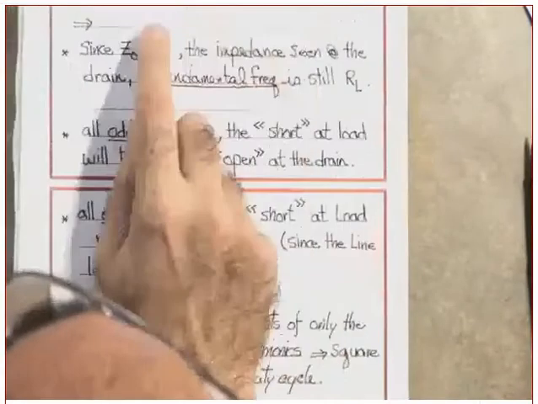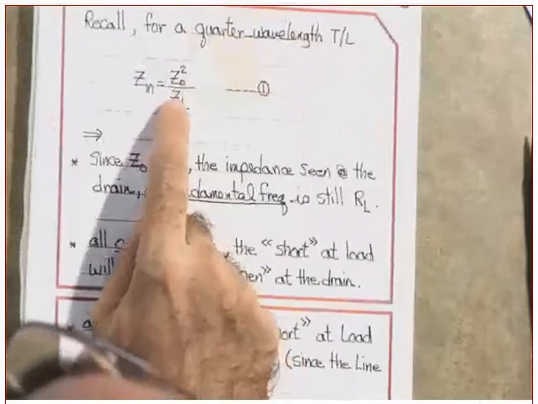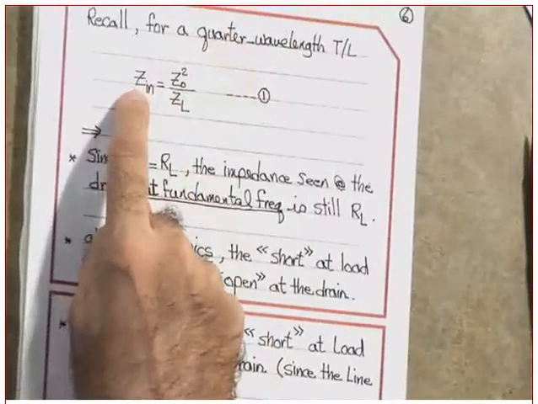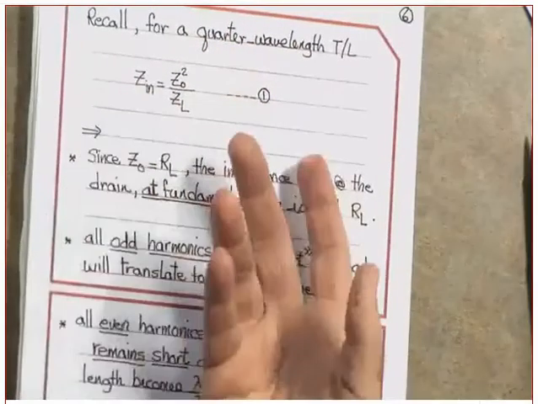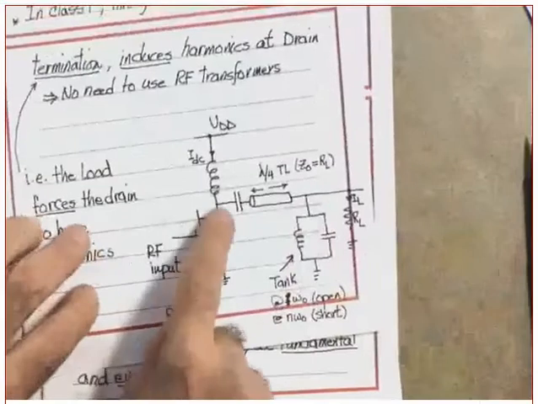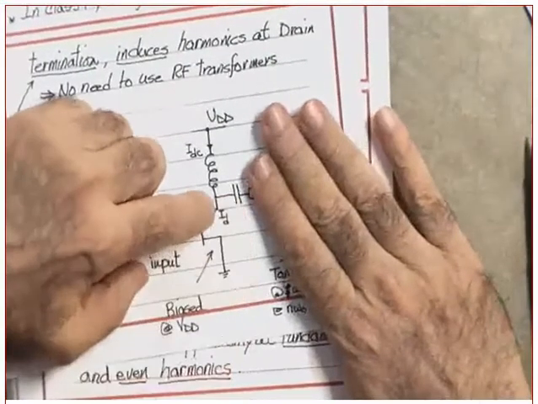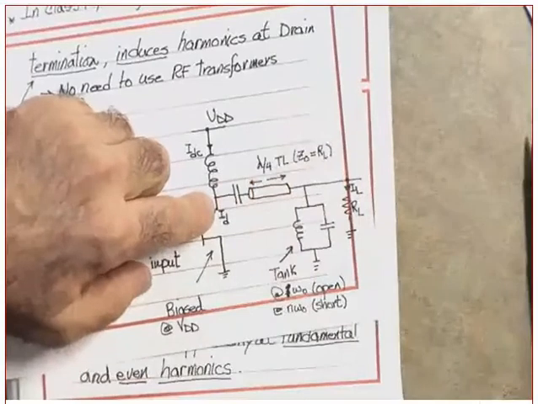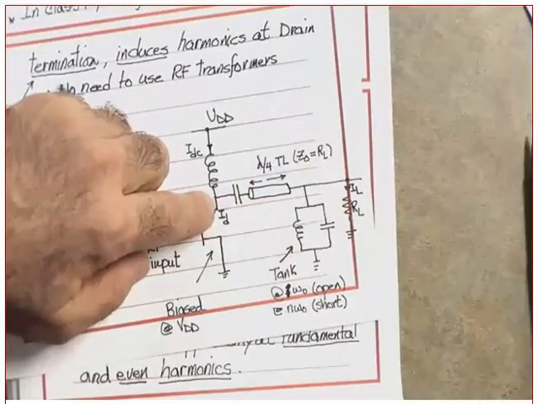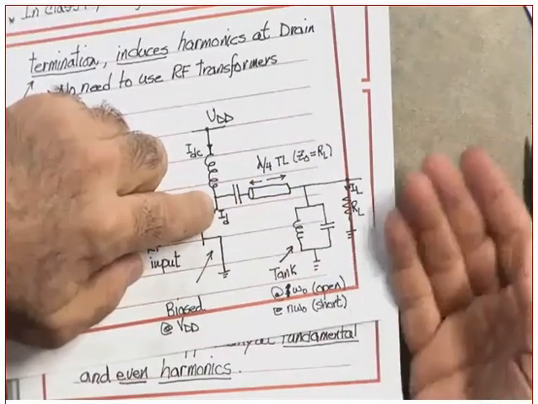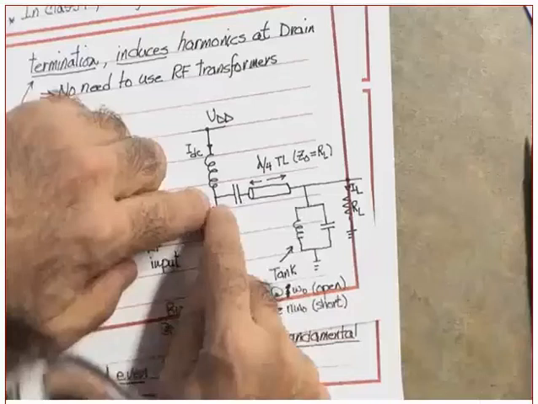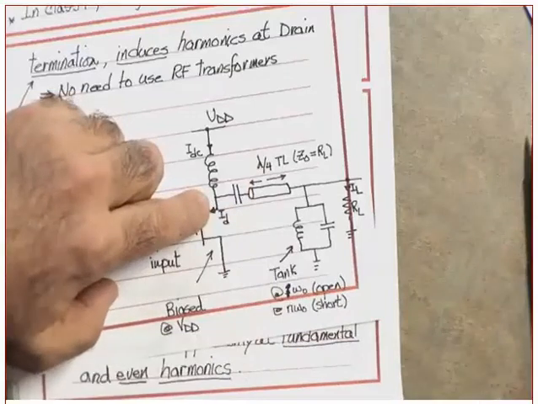If this is short, what will this one be? Open. Are you following me or not? Open, what does it mean when I say open? It means this is like this, open. Will the harmonics remain here? Is it going anywhere? It's not going anywhere. Why? Because it's an open circuit. Did you get this or not? So at this point, all the odd harmonics remain there.